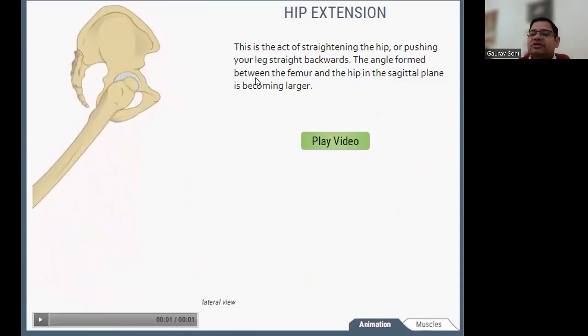The angle between the femur and the hip in the sagittal plane becomes larger. So this is called hip extension. You can see the video.